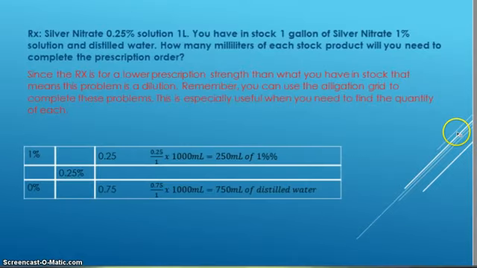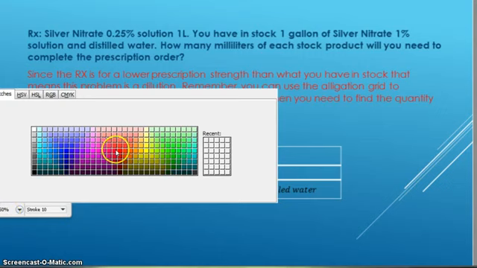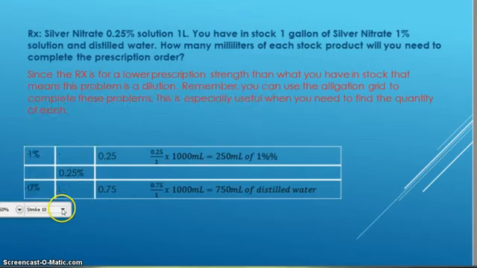We have a prescription for silver nitrate 0.25% solution, and we're wanting to make 1 liter of it. So 1 liter is the amount we are trying to create, the amount we're wanting to make, I should say. Hang on one second, I'll get my pen ready. We have in stock, so this means when we go to our cabinet, refrigerator, wherever this particular solution is, we have in stock 1 gallon of silver nitrate, 1%.